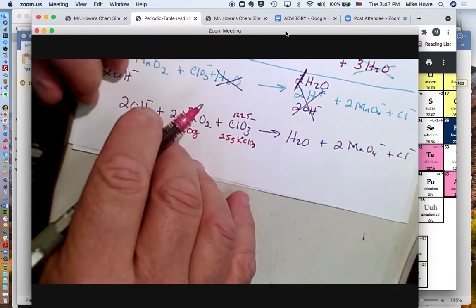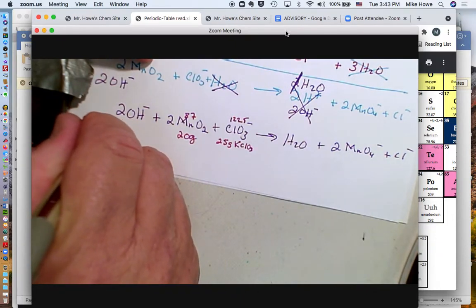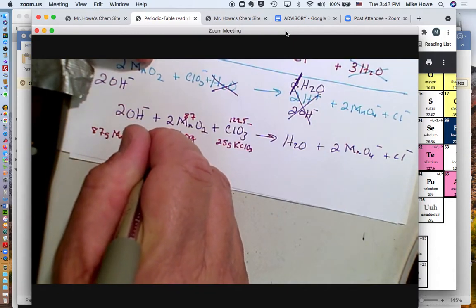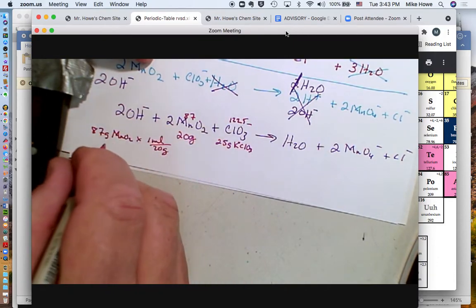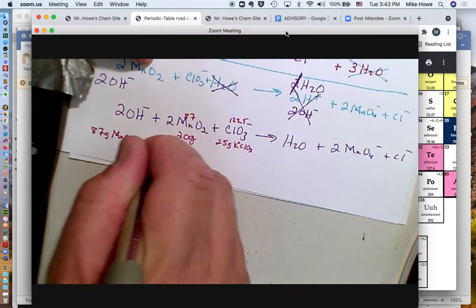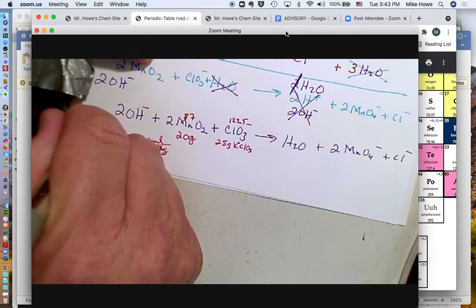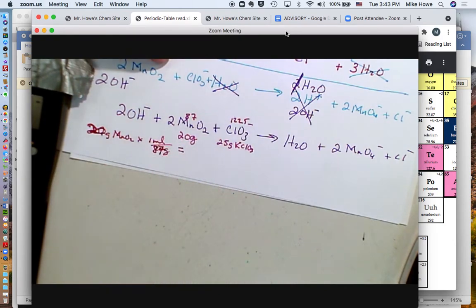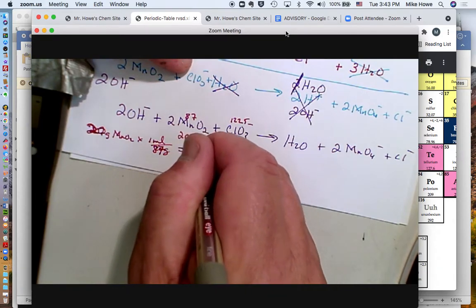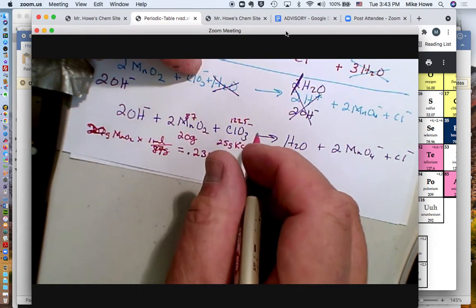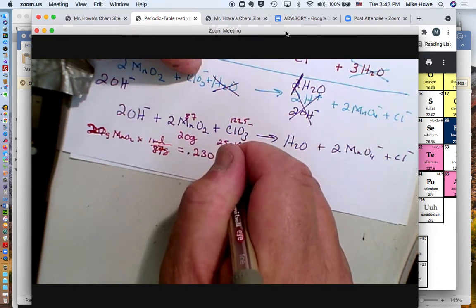So I do it over here. I have 87 grams of MnO2 times 1 mole over 87 grams. I did that backwards. This is supposed to be 20 grams, so it's my fault. 20 grams of this, and I'm going to change it to moles. So 20 divided by 87, 0.2298, we'll call it 0.230 moles of MnO2.